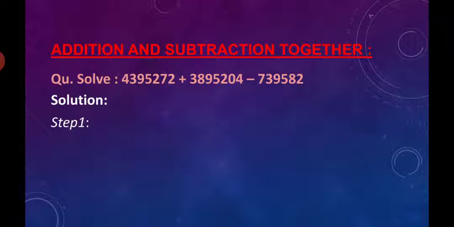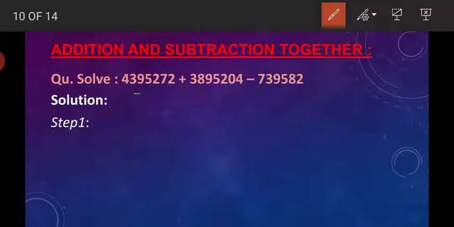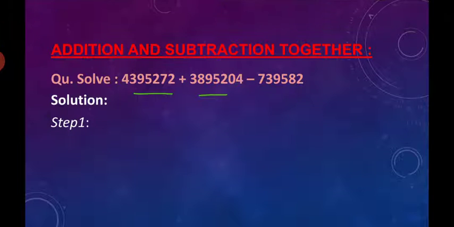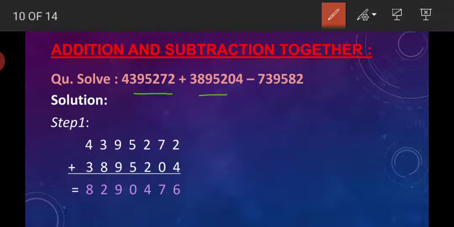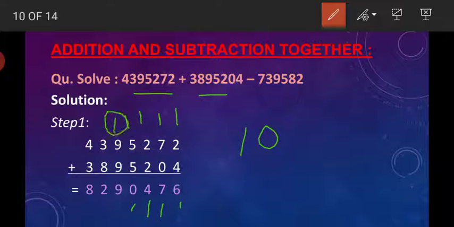So the first step is to write the first number and the second number. I have written the first number, then the second number. We have to add these two, so we get a sum. How to add? We already discussed in our previous video. So 2 plus 4 is 6, 7 plus 0 is 7, 2 plus 2 is 4, 5 plus 5 is 10. So we have to write 0 here and 1 is carried forward to the previous digit.